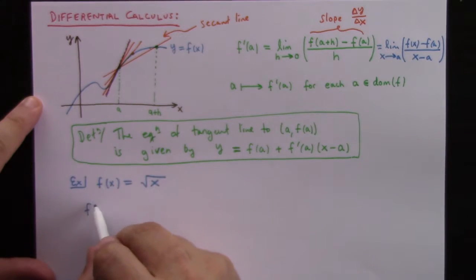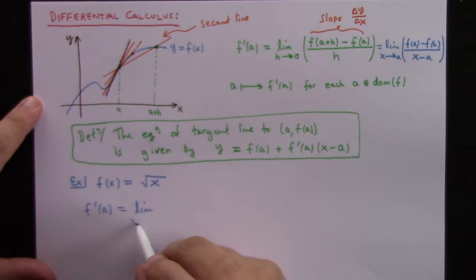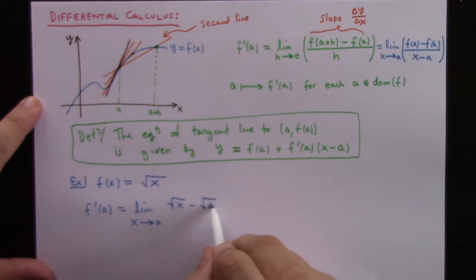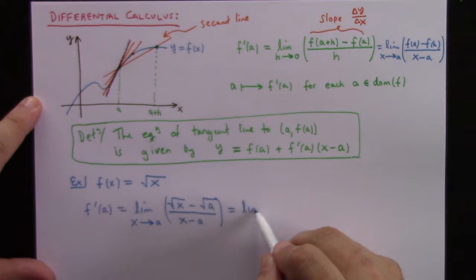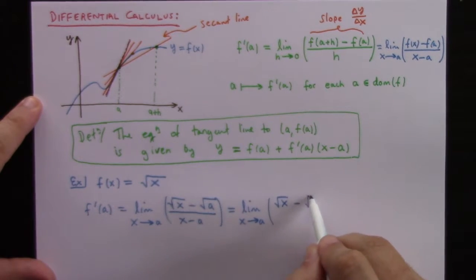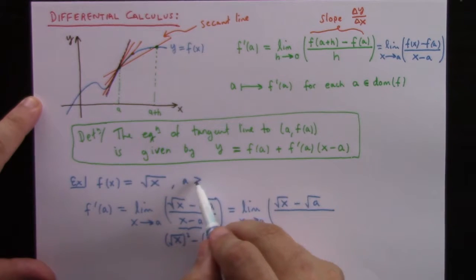So f prime of a is the limit as x goes to a of the square root of x minus the square root of a over x minus a. All right. But if you use your imagination, you can see that this is the limit as x goes to a of the square root of x minus the square root of a over, well, what is this? This is the difference of perfect squares. Can you see it? The square root of x squared minus the square root of a squared. Here, of course, we're assuming that a is positive, all right?